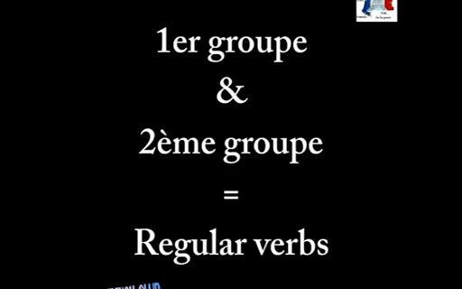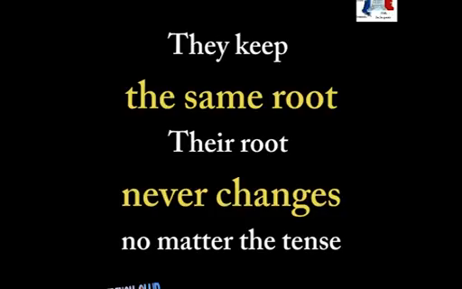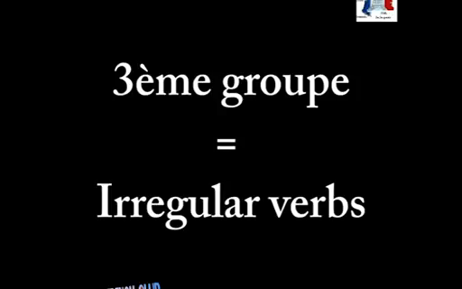How do you know the groups of verbs? It's easy. Let's go. Premier group and deuxième group are regular verbs. So they keep the same root all the time, no matter what. The root never changes. They've got the same root and you can just change the ending of it. Third group, which is troisième groupe, is a group of irregular verbs. So let's go for the first group first.